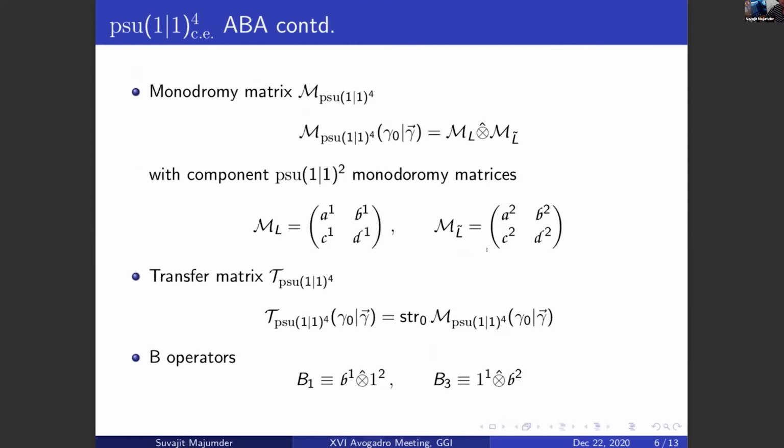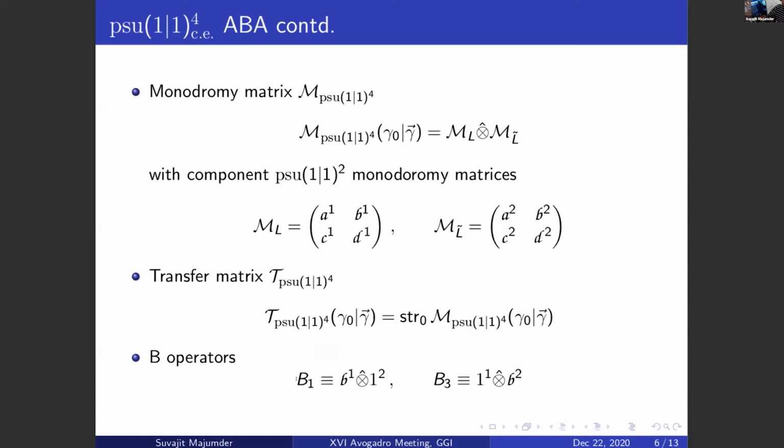Now that we have the R matrix, we can write down a monodromy matrix by again tensoring the component monodromy matrices of the PSU(1|1)^2. And we can write them in the auxiliary space as operators on the spin chain like this. And so tensoring these two, we get the PSU(1|1)^4 monodromy. And the transfer matrix is the supertrace over the auxiliary space of this monodromy matrix.